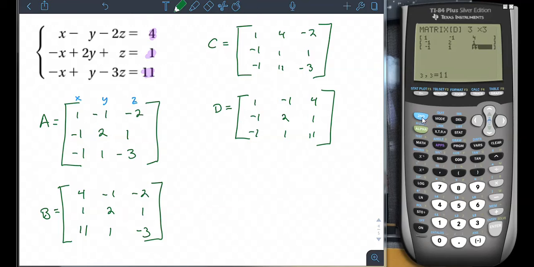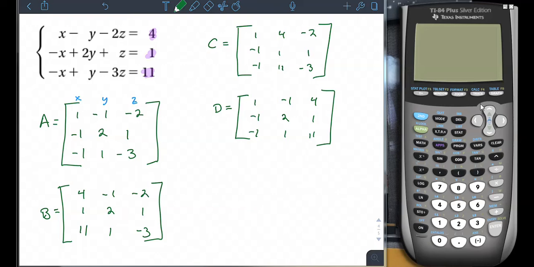Okay, so now I'm going to go to my main menu. So I'm pressing second, quit, to the main screen. Okay, before I do that, I want to explain something else. For each square matrix, there's a number that belongs to that matrix, and it's called the determinant of the matrix. We can find it by hand, algebraically, or we can just use a calculator.